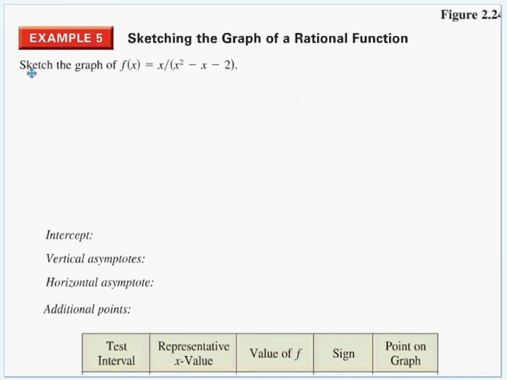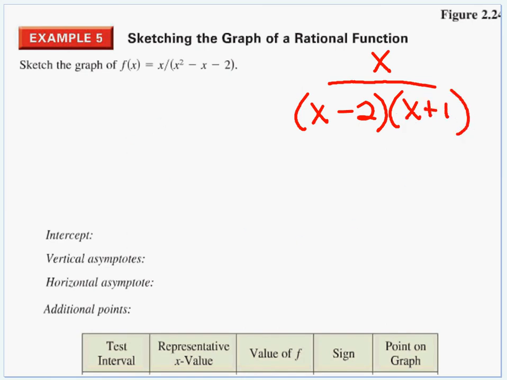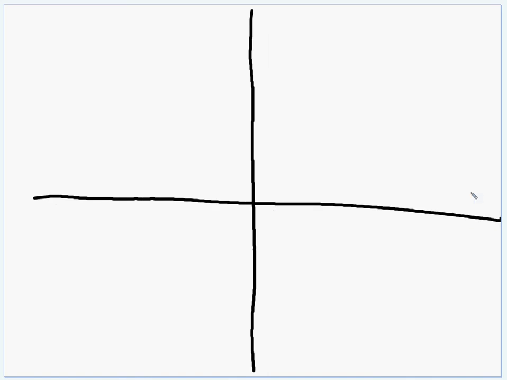So, first, sketch the graph of x over x squared minus x minus 2. I'm going to factor that x squared minus x minus 2. That's got to be an x minus 2 and an x plus 1. Let me make a new slide and we can start working on the graph as we go. Here's x and y axes.